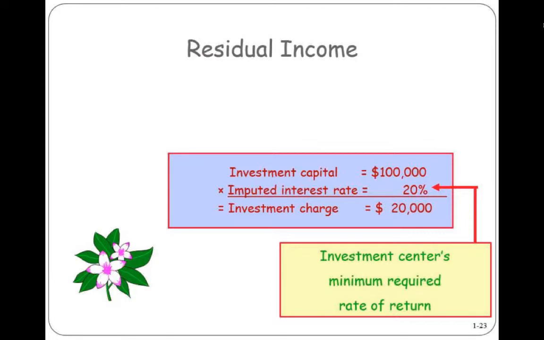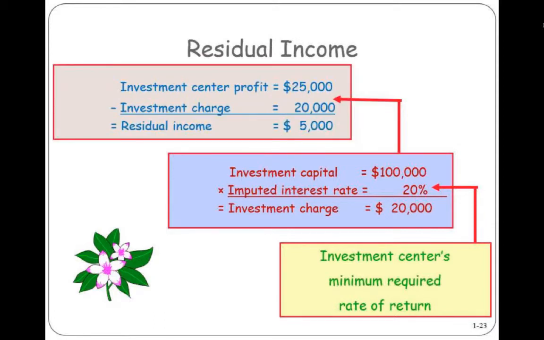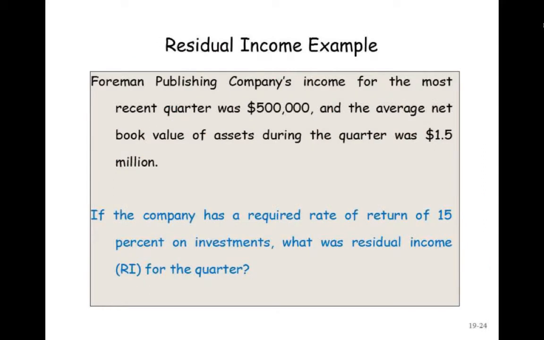Your minimum rate of return is 20%, so your investment charge would be $20,000, 100% times 0.2. Then your residual income would be $5,000. So if you were being judged on residual income, it's a positive number. You would invest based upon residual income. You would not necessarily invest based upon ROI. I'm not going to do that.